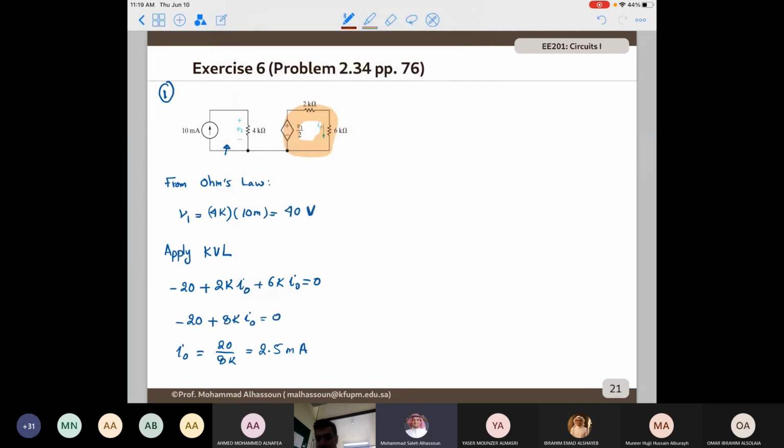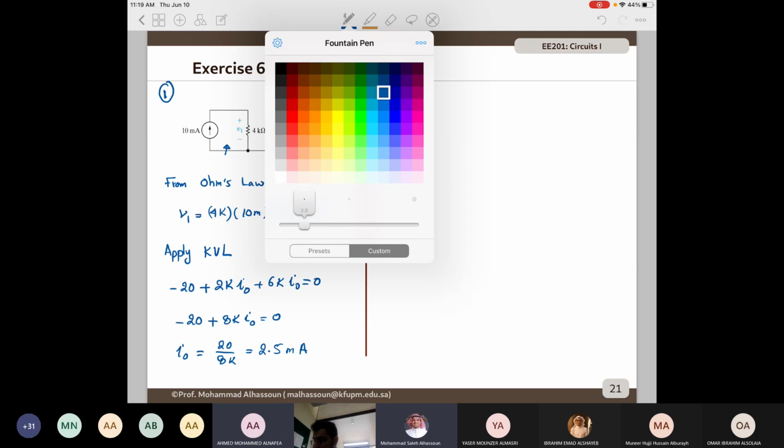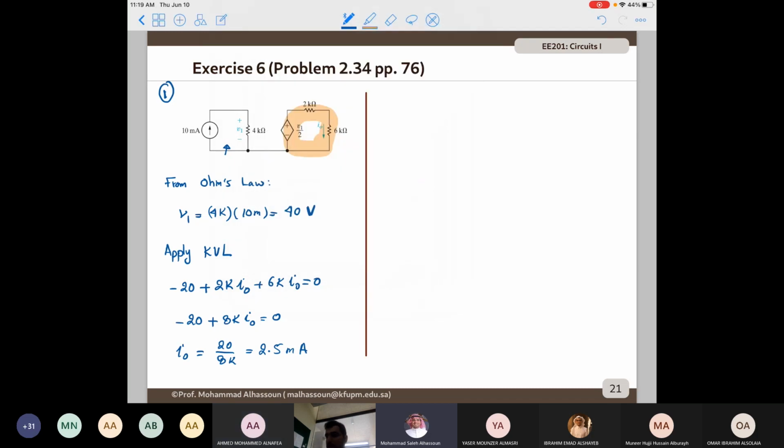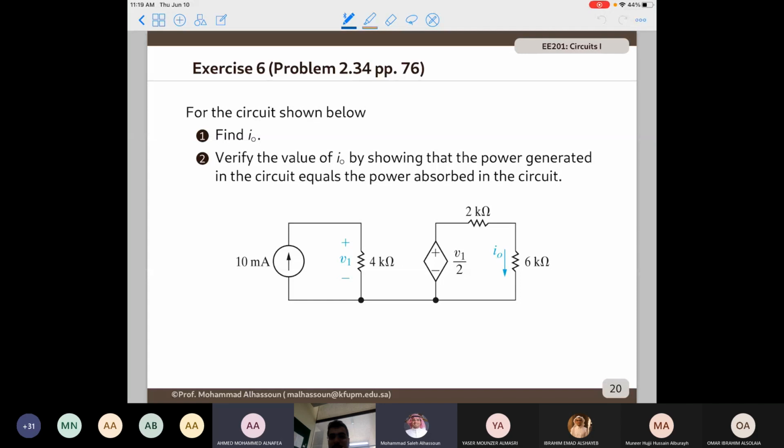Ziad. Doctor? Yes. Doctor, could you please copy the question and put it next to the answer so we can see it while solving? I don't have enough space. Okay. But the slides are available on Blackboard, so if you want, you can download them and have them next to the questions. Okay.